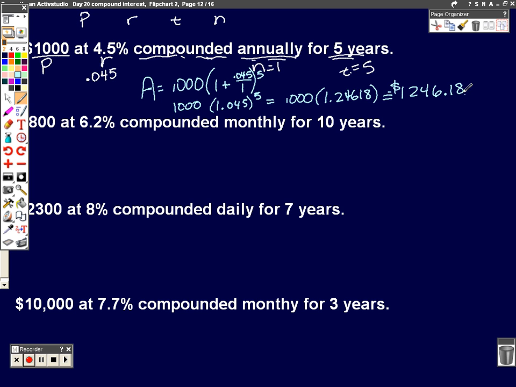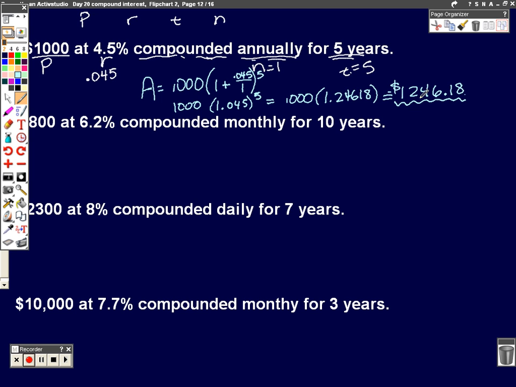So after 5 years, if I had my $1,000 in an account that compounded annually at 4.5%, which is a really nice rate, we're getting bad rates right now, after 5 years I would have $1,246. So basically, I'd earn $246 for just letting my money sit there.